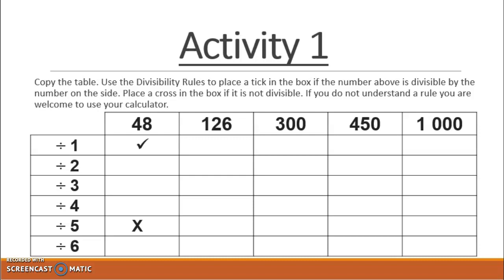Activity 1. Copy the table. Use the divisibility rules to place a tick in the box if the number is divisible by the number on the side, and then place a cross in the box if it is not divisible. If you do not understand a rule, you are welcome to use your calculator. Please pause the video and complete activity 1.